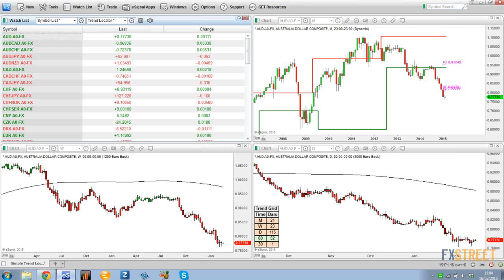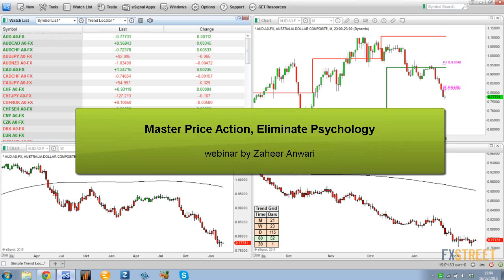So while price is bullish, while there's a bullish bias to price, what direction should we be going in? Should we be going long or should we be going short? Right.